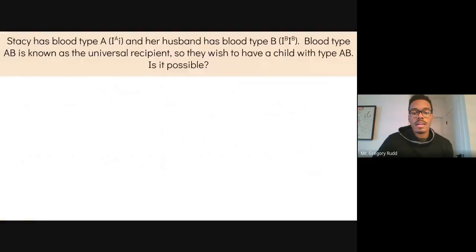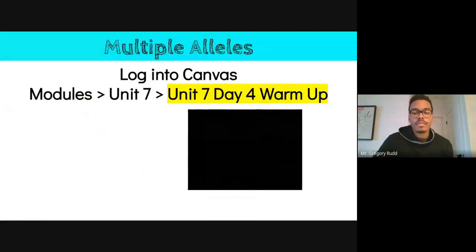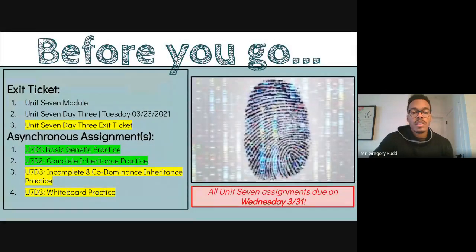Here's what they look like. There are 4 assignments there: basic genetic practice, complete inheritance practice, incomplete and codominance inheritance practice, and whiteboard practice. Also, the warm-ups and exit tickets are going to be helpful to you all as well. So if you do all of them, I really think you're getting really good practice. That's going to be helpful to you.